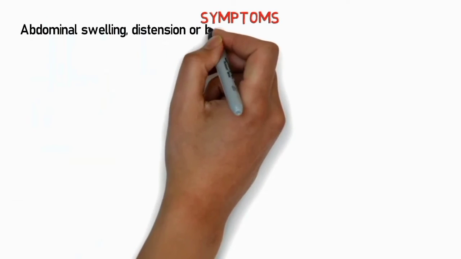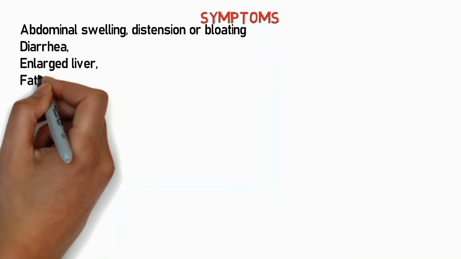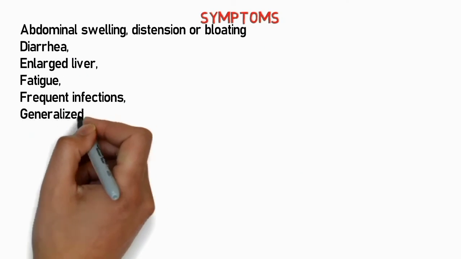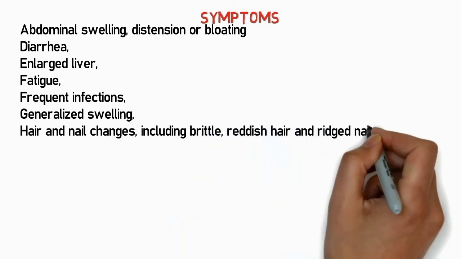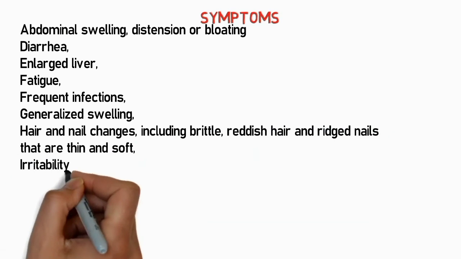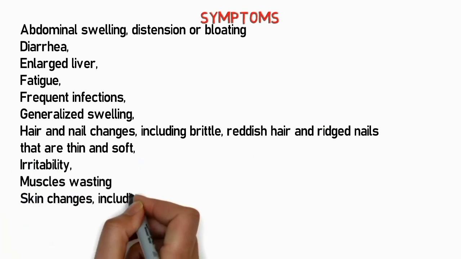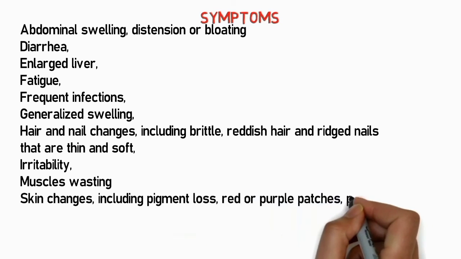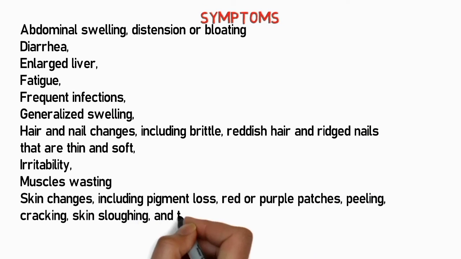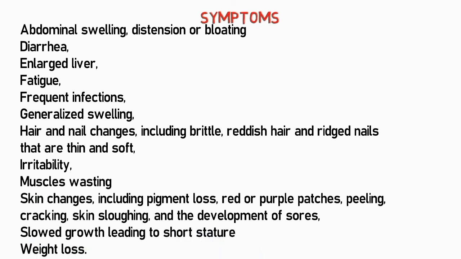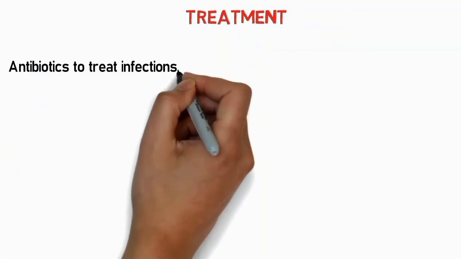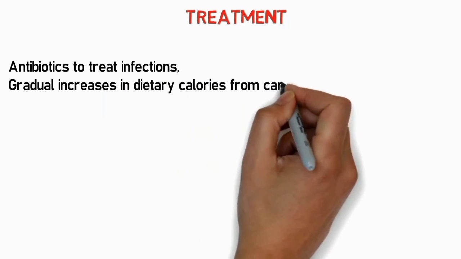Common symptoms include abdominal swelling, distension or bloating, diarrhea, enlarged liver, fatigue, frequent infections, generalized swelling, hair and nail changes, including brittle, reddish hair and ridged nails that are thin and soft, irritability, muscle wasting, skin changes, including pigment loss, red or purple patches, peeling, cracking, skin sloughing, and the development of sores. Slowed growth leading to short stature. Weight loss.